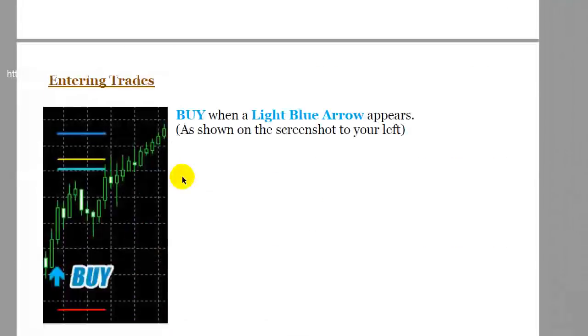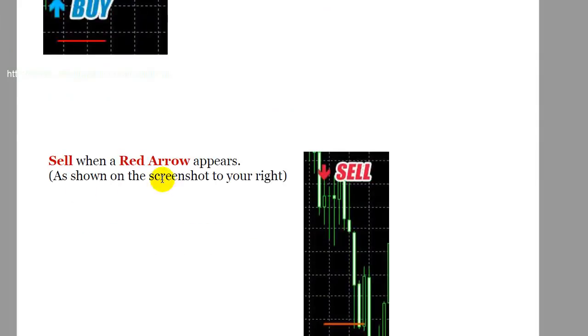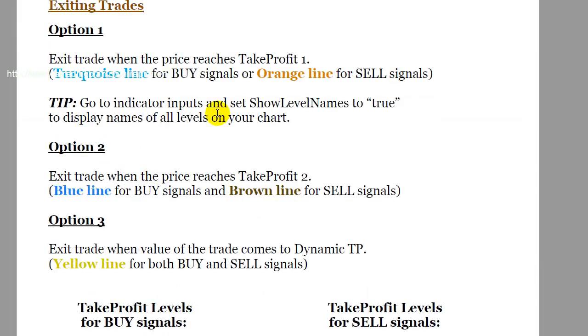It's going to show you stop loss. You know what? Let's just go right to the chart. You buy when a light arrow appears, sell when a red arrow appears, and you've got your different targets. Let's cover this first. Exit trade when the price reaches your profit 1.